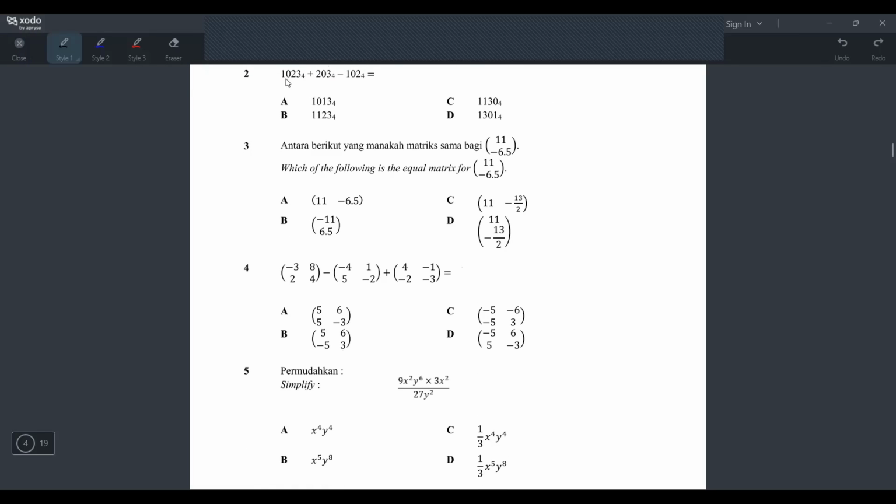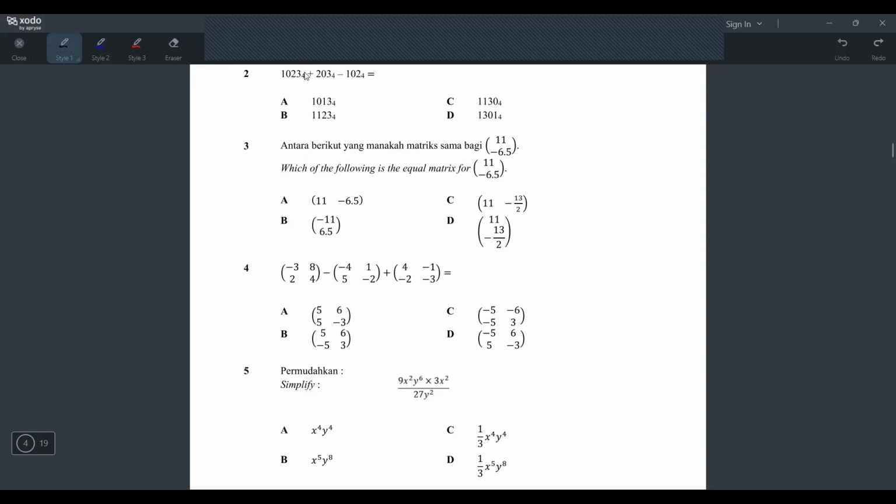Let's keep going. Number 2: 1023 base 4 plus 203 base 4 minus 102 base 4, and all your answers are in base 4. Of course, you can also convert everything to base 10 first, and then only use the calculator, because you cannot press 1023 plus 203 minus 102 in your calculator. You cannot do it like that because it's not base 10. Only base 10 can be done like that.